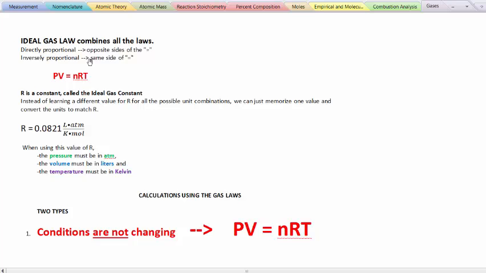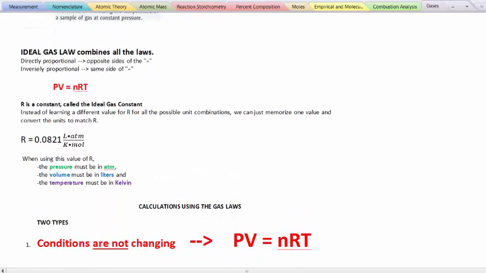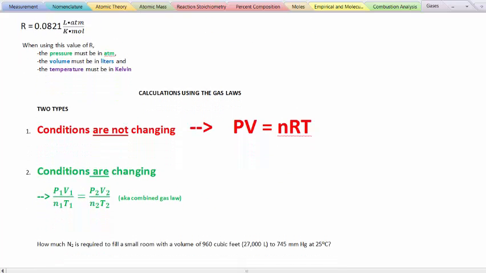Inversely proportional. So we can use the ideal gas law whenever we are looking at a situation where our conditions are not changing. So we have one gas and we know three of the four variables, and we're solving for the fourth one.